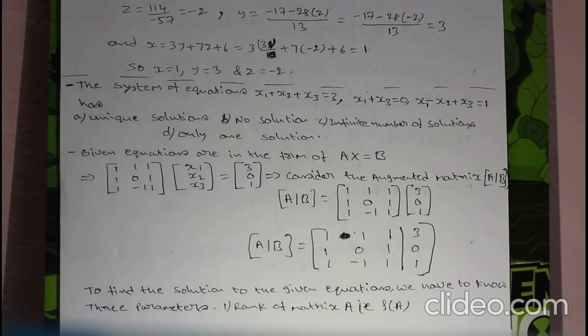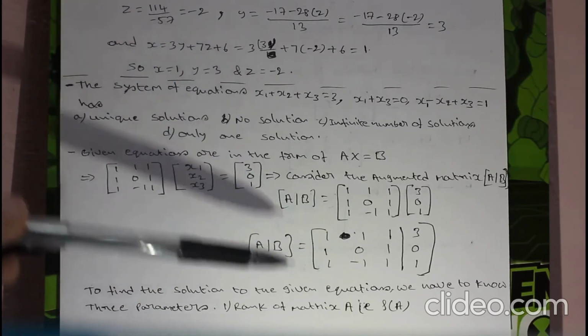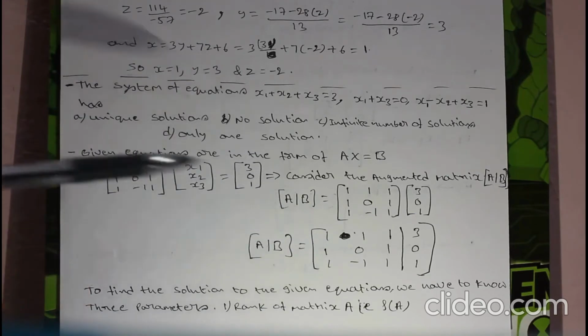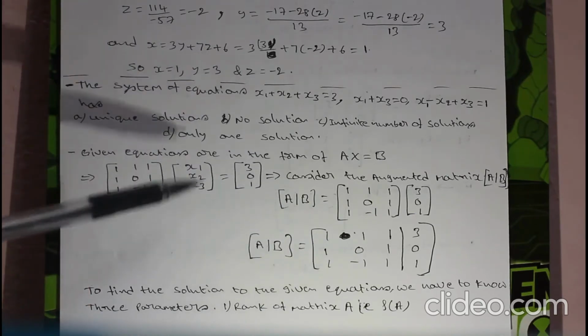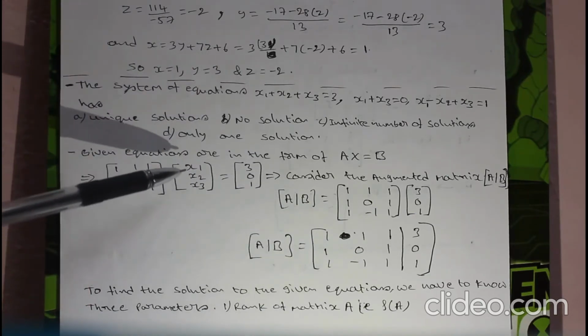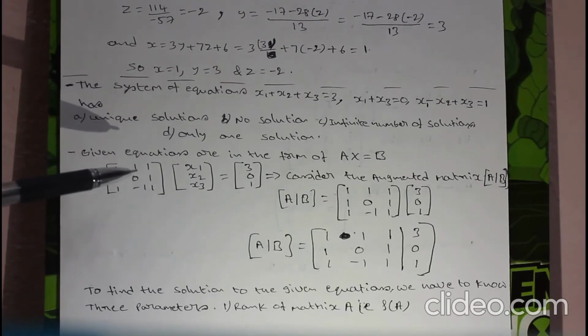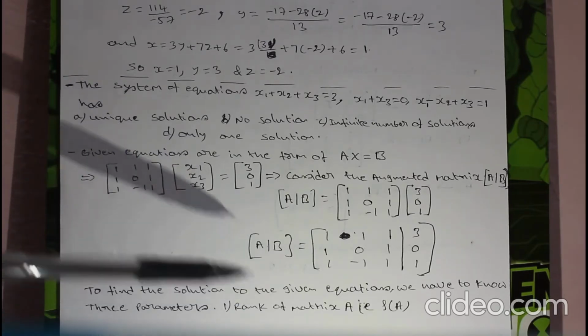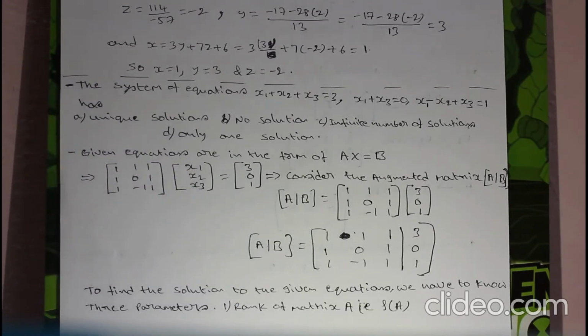Okay, to solve the given equations, we have to know 3 parameters. One is the rank of matrix A, after that we have to find the rank of the A|B matrix, and the third one is the number of variables. We already know that 3 variables are there. So to know the solution we have to find these 3. So now look at the rank of the matrix A.